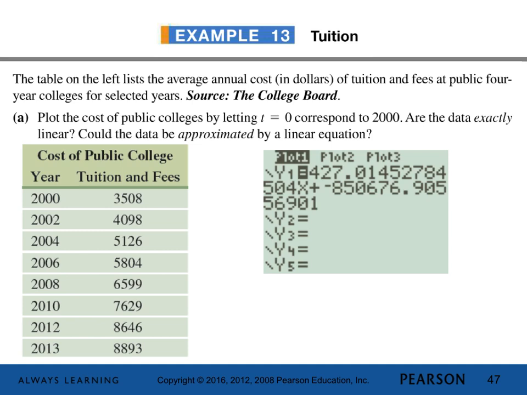Now, the thing that I did not do, I'm going to tell you this right up front, I did not align the data so that t equals 0 corresponds to 2000. But because it's a linear equation, I'm okay with what I have, because I have the right equation and it did fit the data.